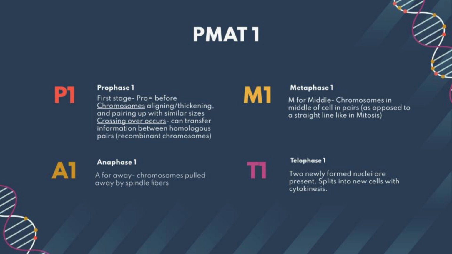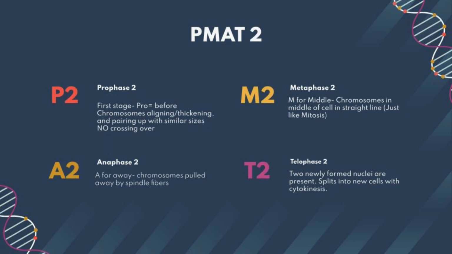Then we have metaphase 1. This is where they're all lined up in the middle in a straight line. Now in M1 for meiosis, we have chromosomes lined up in pairs, as opposed to the straight line, because again, we've got to have that double amount, but we'll get there. And then anaphase, they pull away with the spindle fibers, and telophase, 2 new cells are created.